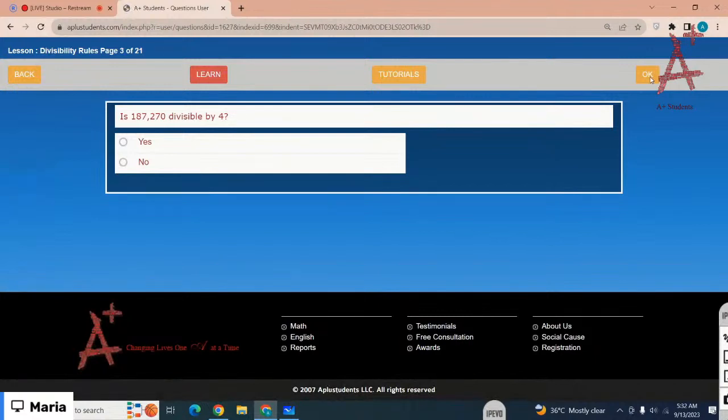Is 187,270 divisible by 4? Who remembers the divisibility rule for 4? If the last two digits of the number are divisible by 4, that means the number is divisible by 4. The last two digits make 70. You cannot divide 70 by 4. 4 times 1 is 4, 4 times 7 is 28, and you have a remainder of 2. That means the number is not divisible by 4. The correct option is no.